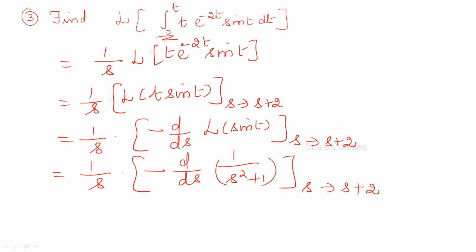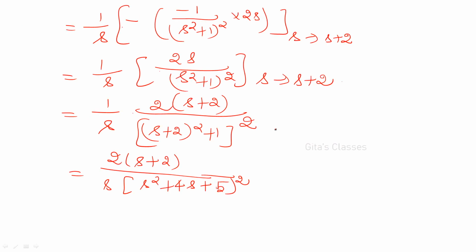Without integral you find the remaining, whatever is integrand. For this you find the Laplace transform divided by s. So 1 by s into L of t into e power minus 2t. E power minus 2t, without that you have to, first shifting theorem. So without this you find the Laplace transform, that is L of t sin t, and s should be replaced by s plus 2. And if it is multiplied by t, differentiation. So minus d by ds of L of sin t. Okay. Then we have differentiated and replaced s by s plus 2.